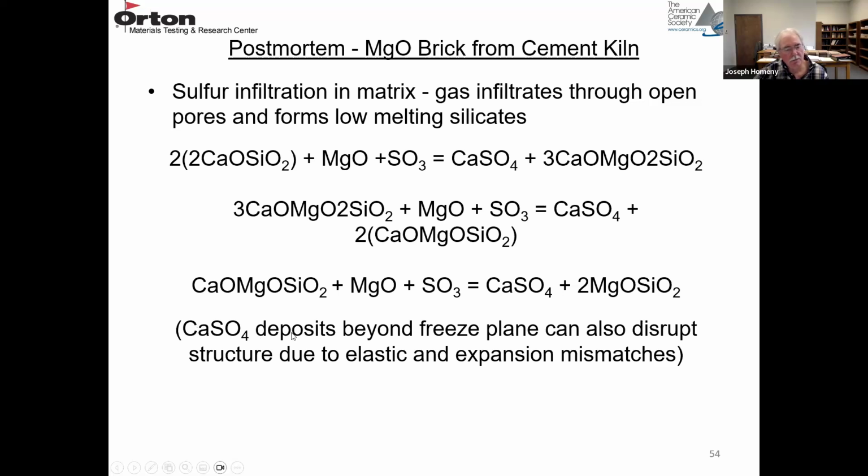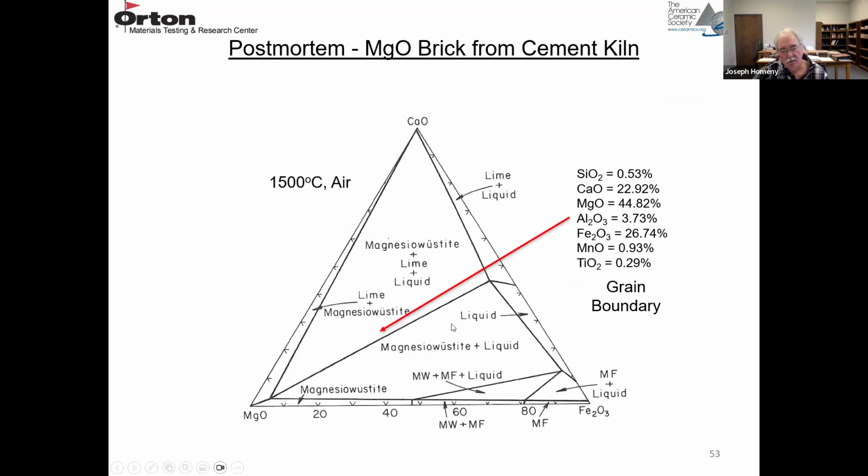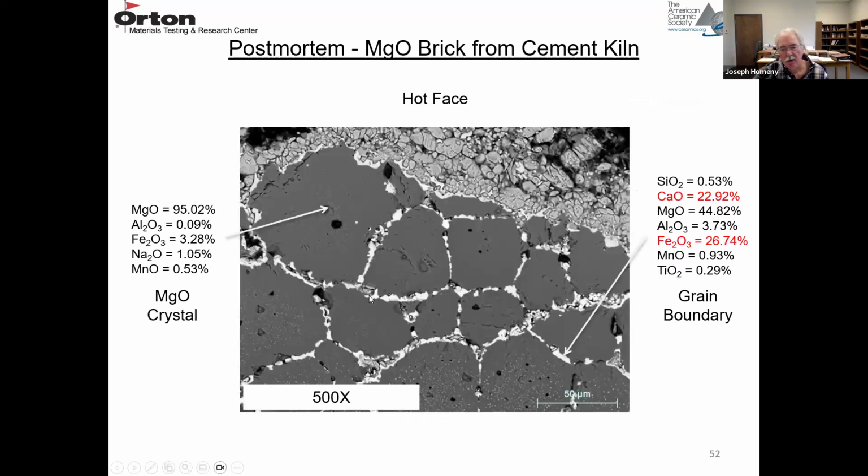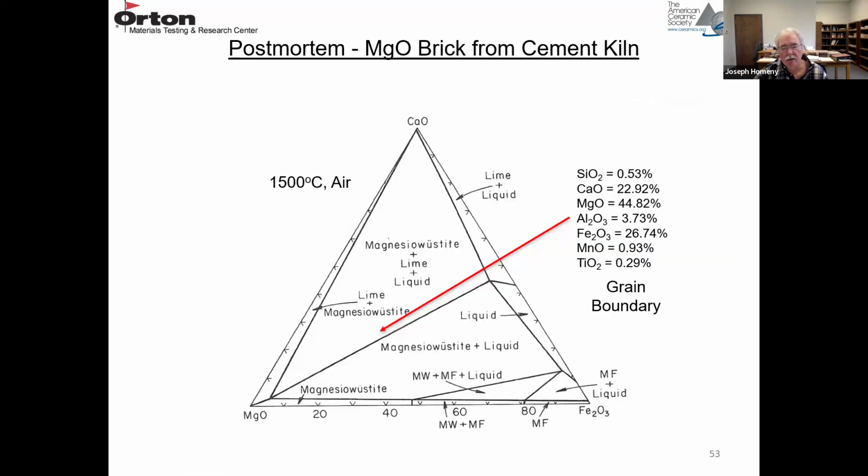So this calcium sulfate deposits behind the hot face in the freeze plane region, and there's a thermal expansion mismatch, and that mismatch can disrupt the structure and cause microcracking. So there's a couple things going on here. Some low melting phases in these grain boundaries, and also some calcium sulfate deposits.